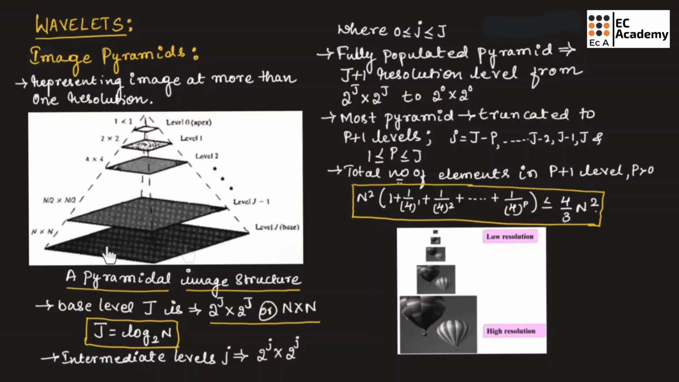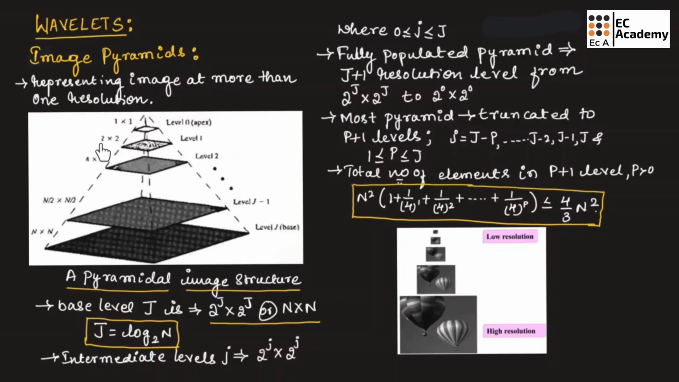The base level has the size of 2^J by 2^J, or we can say N cross N. Here J is equal to log to the base 2 of N. The intermediate levels are of size 2^j by 2^j, where small j ranges between 0 and capital J. The fully populated pyramid is composed of J plus 1 resolution levels, from 2^J by 2^J down to 2^0 by 2^0. So as you can see, 2^0 by 2^0 is 1 cross 1.